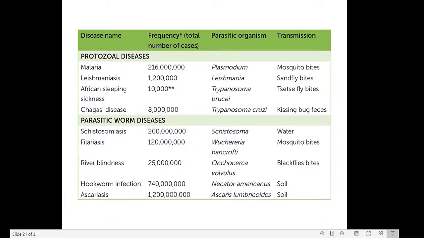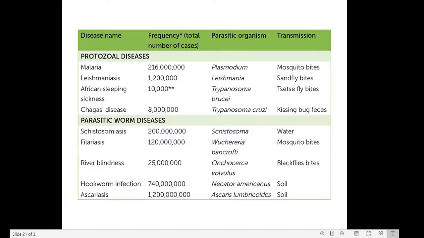In the match the following question, there is no CSIR question without this disease relation, because every time they ask a disease based CSIR question, and in that they ask about malaria. That is caused by Plasmodium. Then Leishmaniasis is caused by the Leishmania species.